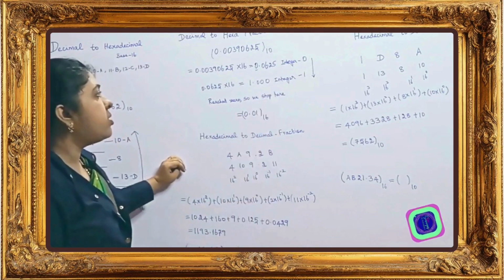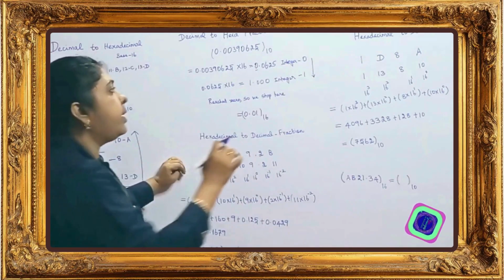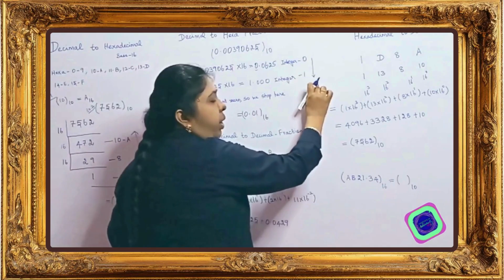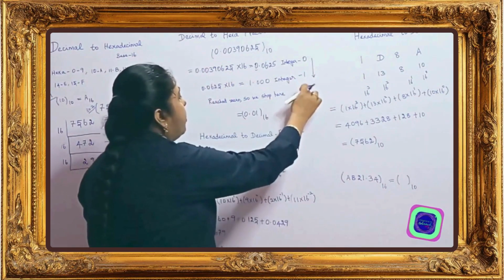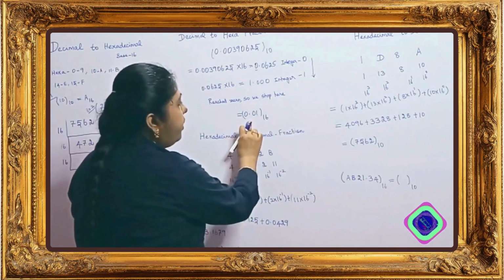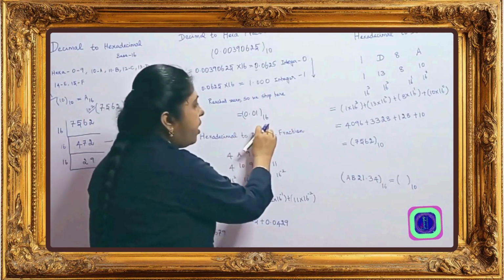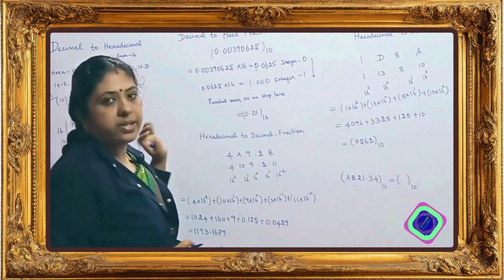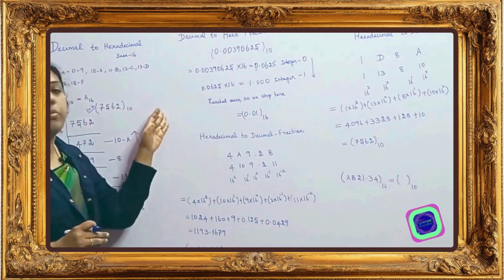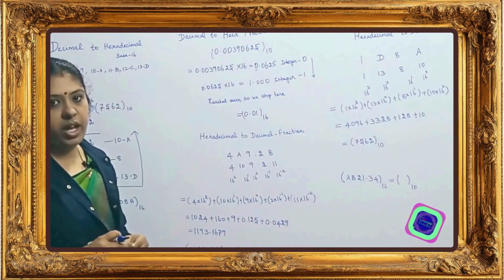And then the integer values noted here have to be written from top to bottom: 0, 1. So it is written as 0.01 to the base of 16. That is the decimal to hexadecimal conversion with the fractional value.